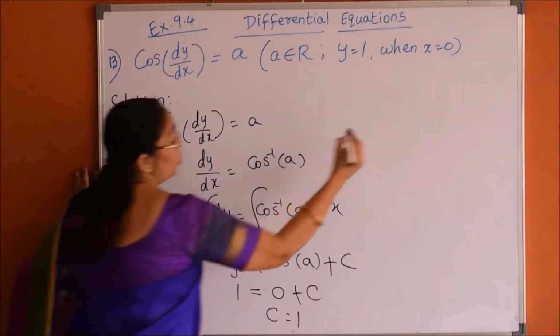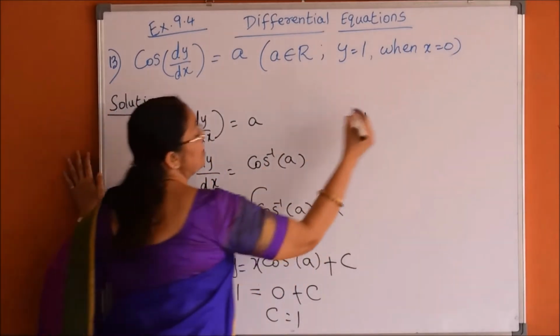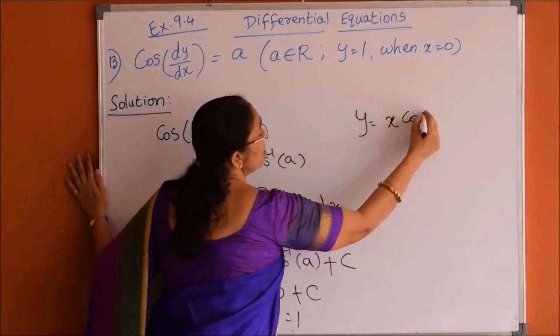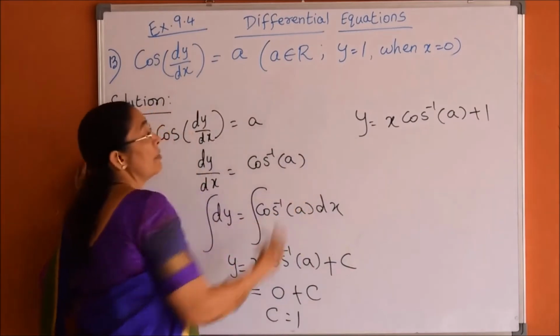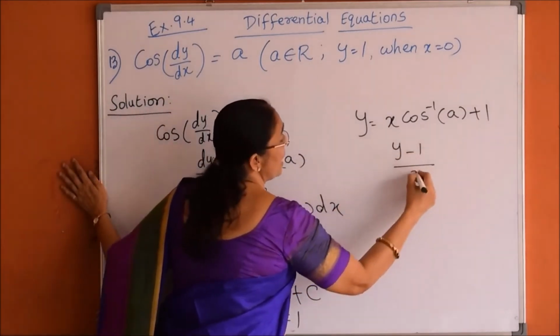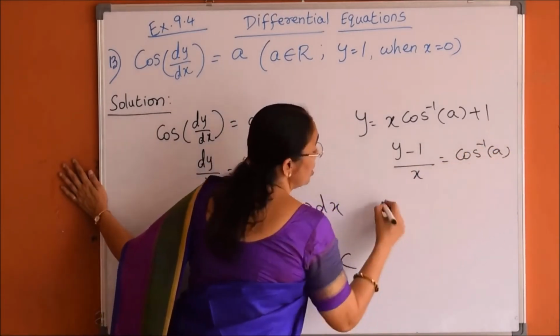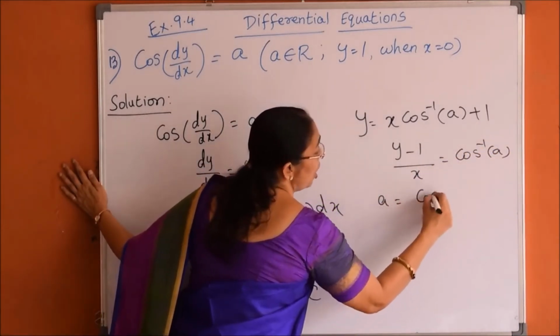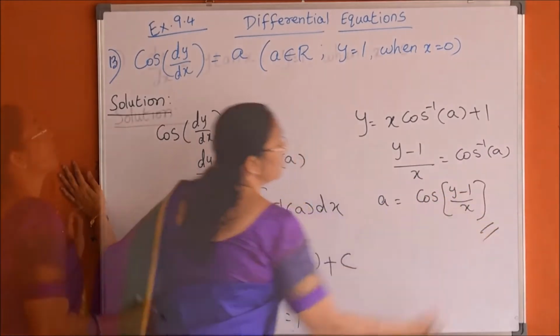So c value is 1. Therefore, the particular solution is y is equal to x cos inverse of a plus 1, or we can rearrange this equation as (y minus 1) by x is equal to cos inverse of a, or a is equal to cos of (y minus 1) by x.